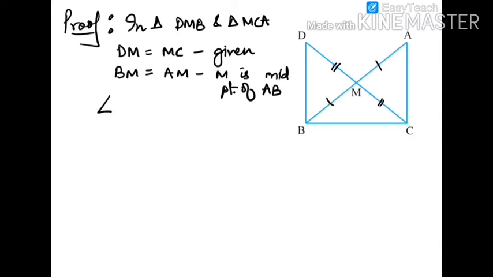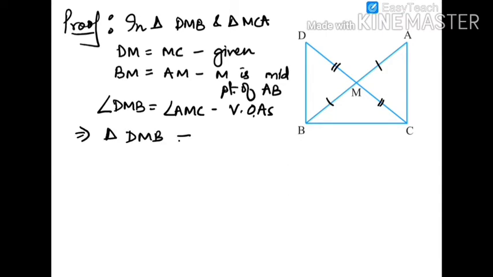And angle DMB is equal to angle AMC, as they are vertically opposite angles. So this implies triangle DMB is congruent to triangle. To write the correct order, let's find the corresponding vertices. D corresponds to C, M corresponds to M, and A will correspond to B.